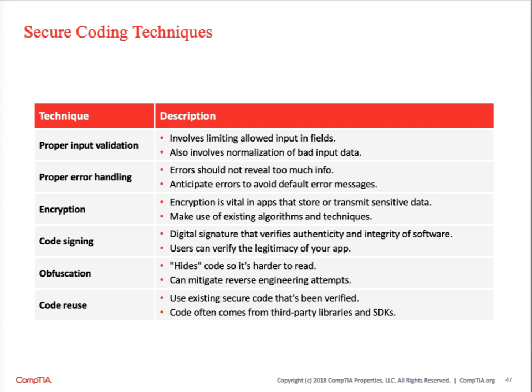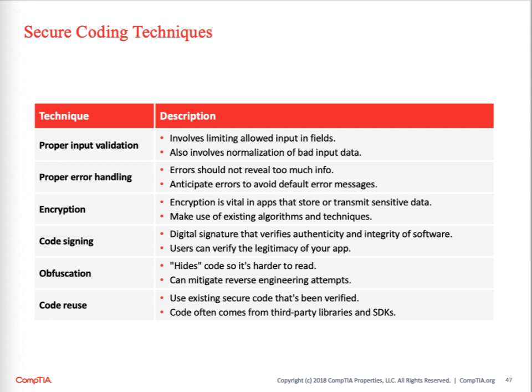Error handling. With proper error handling, we shouldn't allow errors to reveal too much information about what's going wrong. So we should anticipate errors to avoid default error messages. When it comes to SQL injections, I've seen at times an error pop up that tells you that you put in the wrong SQL code. Well, just seeing that tells a user or a potential attacker that they could put in the right SQL code and be able to attack the system, right? Our error handling should be informative, but limit how much specific technical information it provides to a user.